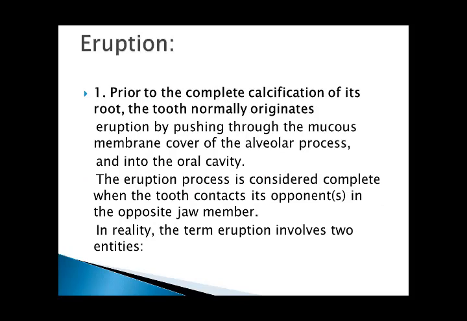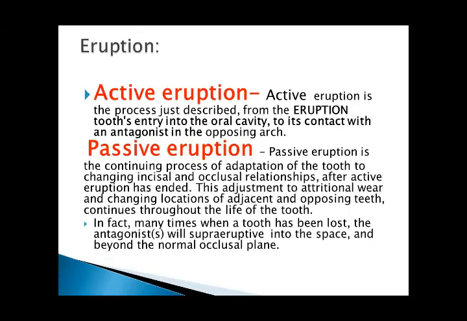Eruption. Prior to the complete calcification of its root, the tooth normally begins eruption by pushing through the mucous membrane cover of the alveolar process and into the oral cavity. The eruption process is considered complete when the tooth contacts its opponent in the opposite jaw. In reality, the term eruption involves two activities: active eruption and passive eruption. Two types of eruption.